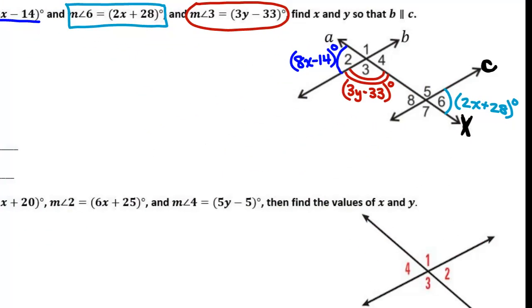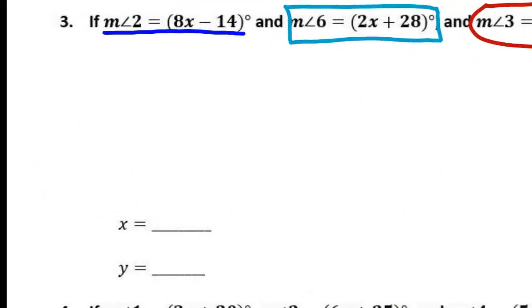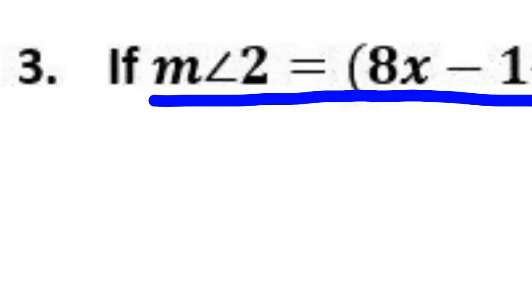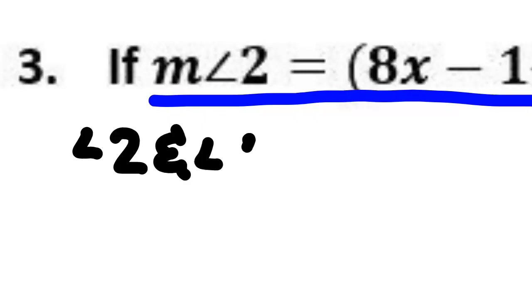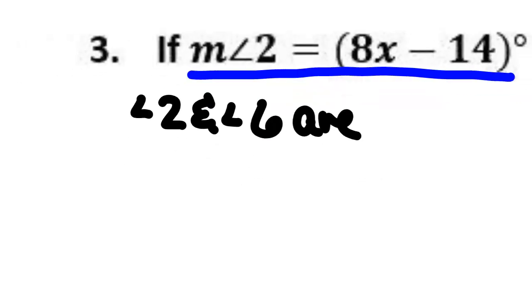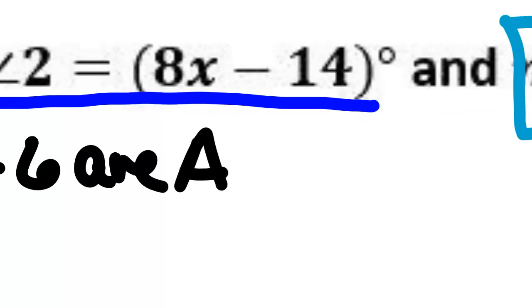We need to find x first. The 2 angles that have x are angle 2 and angle 6. Are those interior, exterior, or one of each? Exterior. Same side or opposite sides of the transversal A? Opposite. What do we call opposite side exterior angles? Alternate exterior angles. Angle 2 and angle 6 are alternate exterior angles.